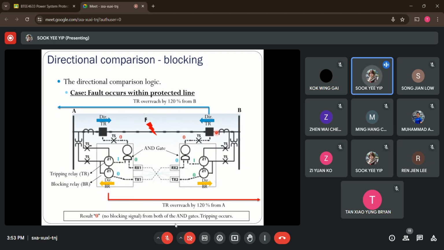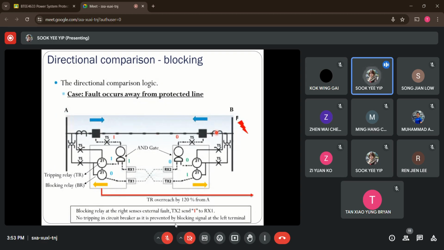So what happens if I have an external fault, say outside this terminal B here? The tripping relay located at terminal A here is able to sense this fault, so it gives logic 1. The blocking relay here, looking outside terminal A, senses nothing, so it will not send a blocking signal. But what happens for the tripping relay at B? It senses nothing inside the line, so it gives logic 0 to this AND gate.